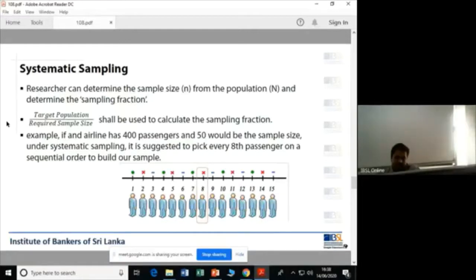Look at this example. Sorry, there's a small typo here; this should be an "an". If an airline has 400 passengers and 50 would be the sample size, the sample that we're going to select will be 50. Under systematic sampling, it is suggested to pick every 8th passenger in sequential order to build our sample. Now how does that 8 come about? It's merely 400 divided by 50.